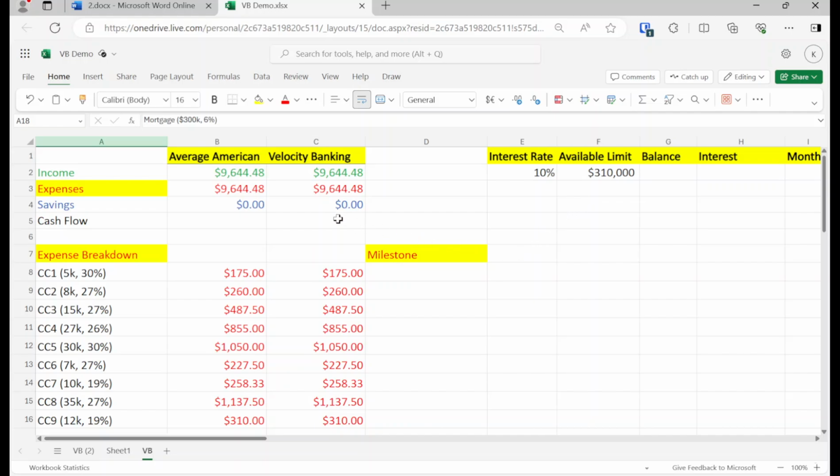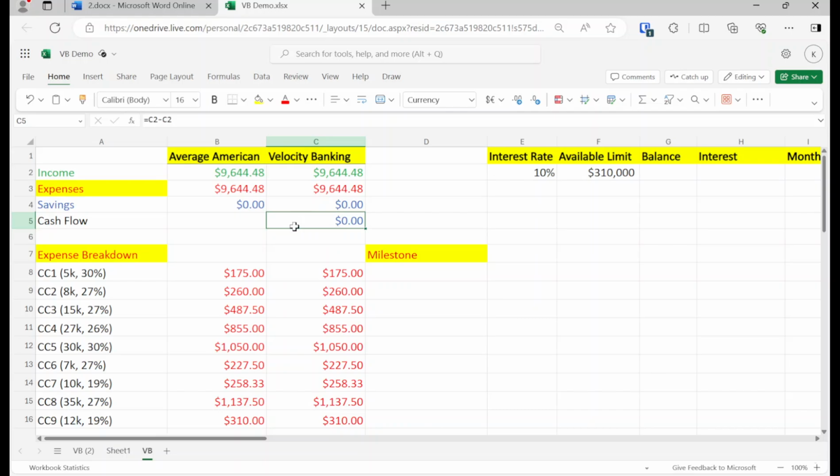The actual velocity banking strategy is that your entire paycheck goes into that line of credit, expenses go out, and then the underlying line of credit balance will go down by something we call our cash flow, which is our income minus our expenses. Now it seems very similar, the savings and our cash flow right now, but when we do velocity banking, our savings will always be zero, yet we can make this cash flow number increase.